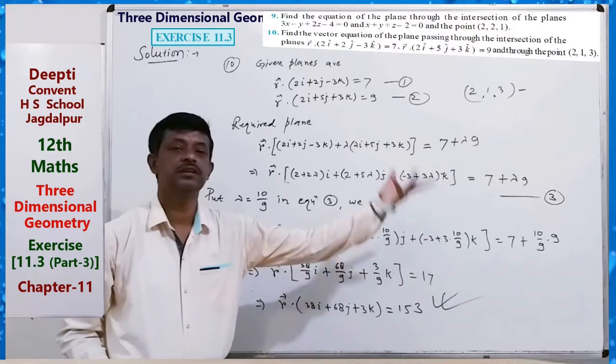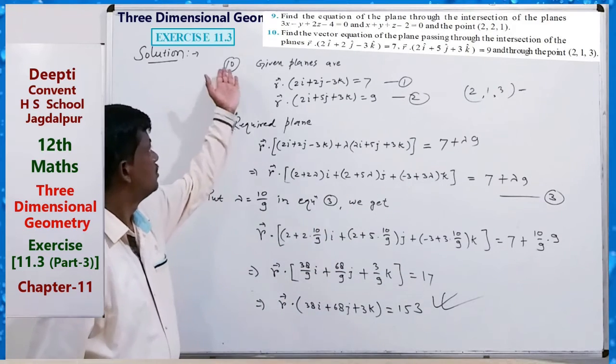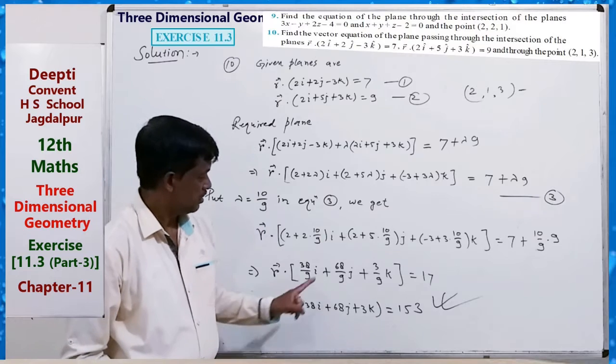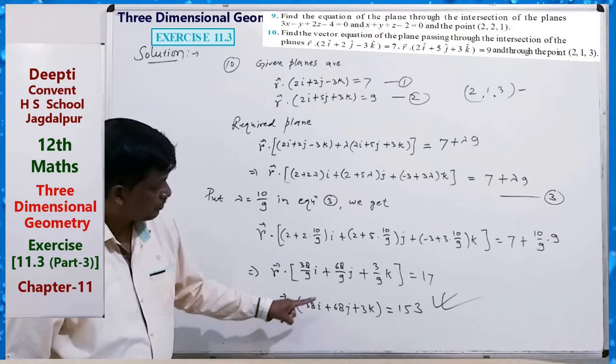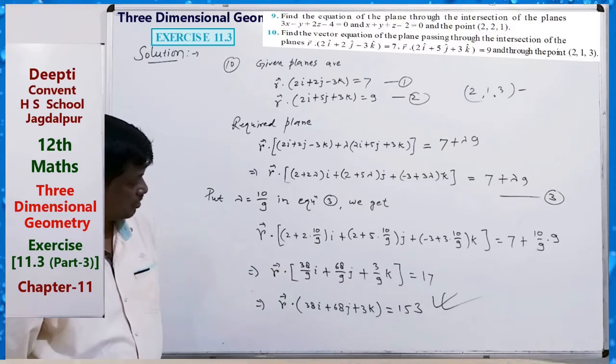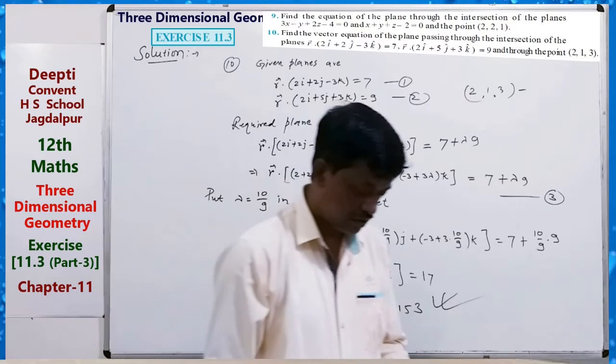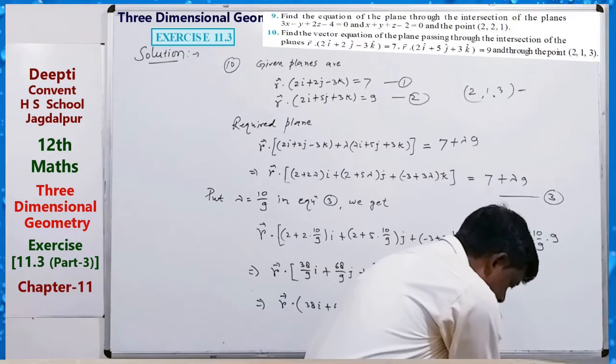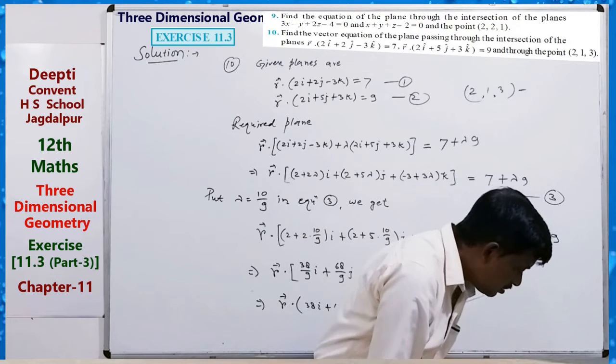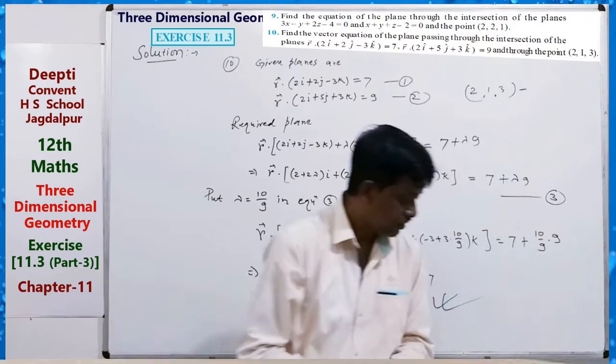R dot n equals d. So the solution of question 10 is this. This is question 10. Now there are 4 questions remaining.